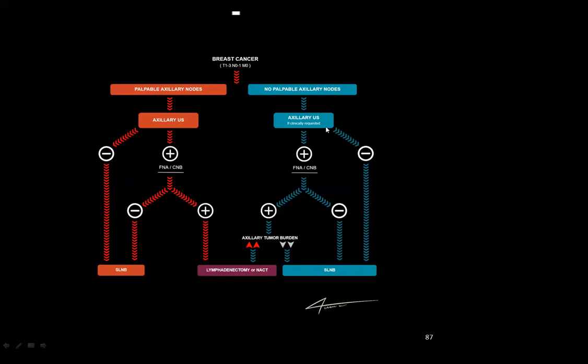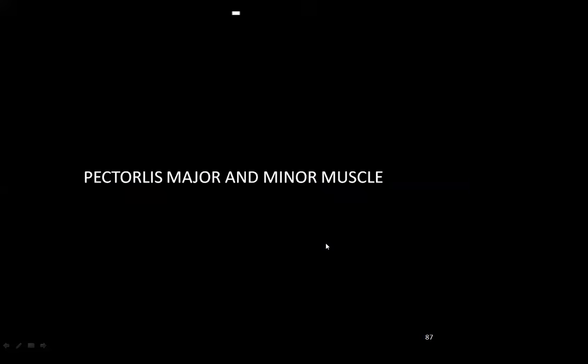No palpable node, do axillary ultrasound. If axillary ultrasound is negative, do sentinel lymph node biopsy. If FNAC is positive, then go for axillary lymphadenectomy dissection. If it is negative, you can go for the sentinel lymph node biopsy.